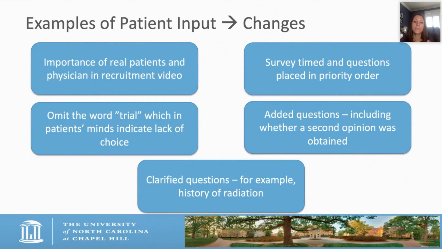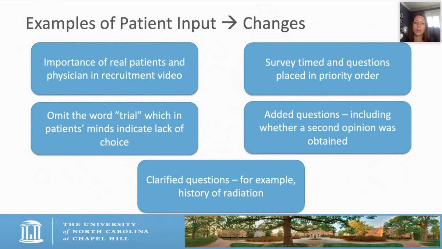When we recruit, they said, you know what was really helpful? To hear real patients and a real physician, not an actor, but having a video. At the very beginning of this session, what did we see? A video, right? Because it's engaging. We can see that, we pay attention to it. And they helped us design that and videotape it. Every patient who enrolls watches it. They know why this is so important and the value of their input.